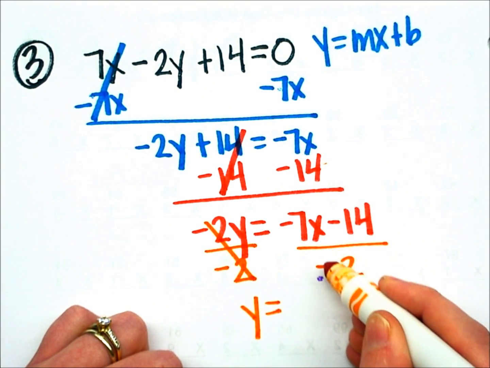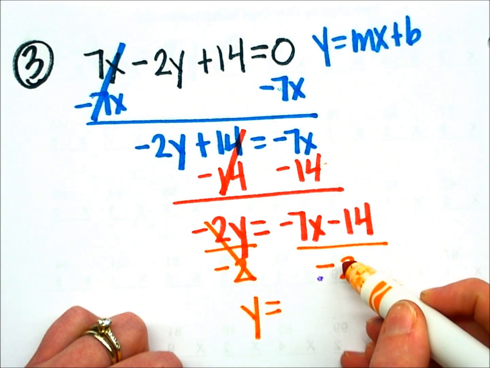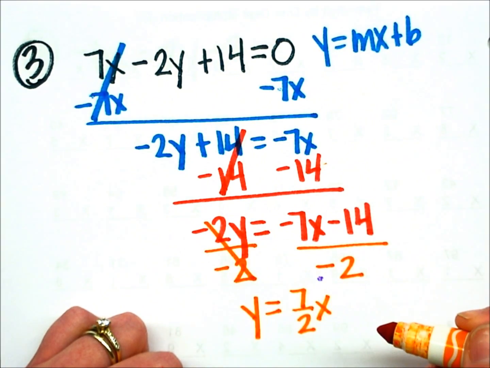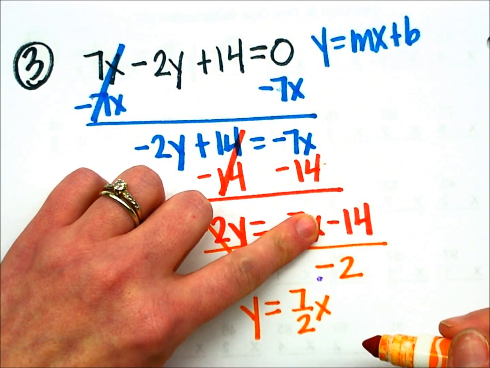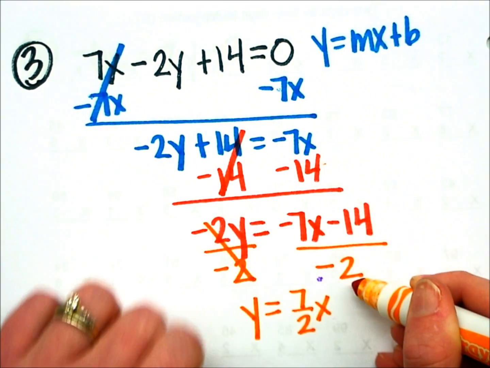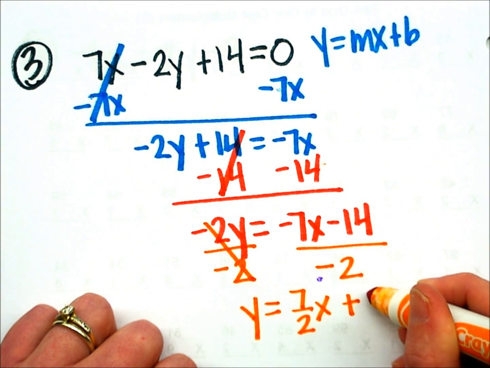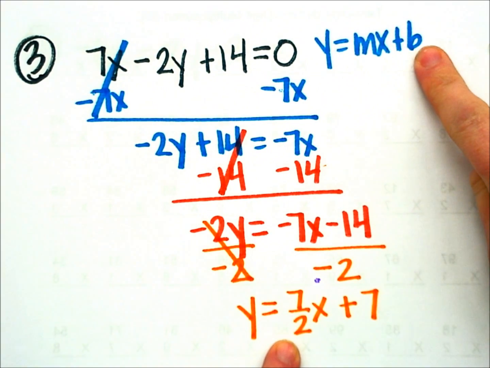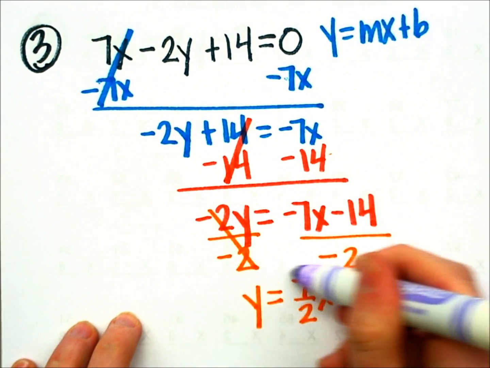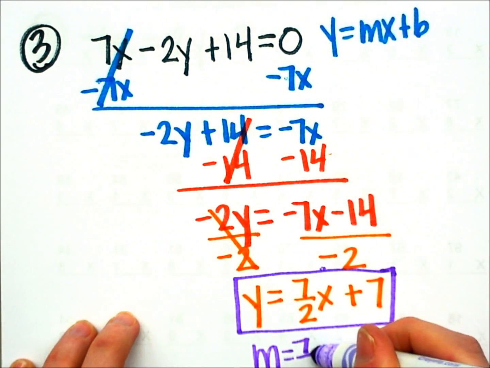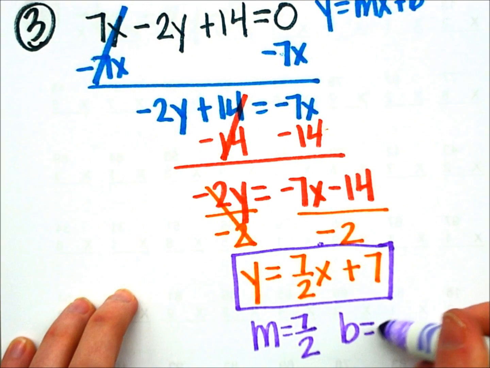Negative 7x divided by negative 2. Well, first, a negative divided by a negative is a positive, and we can leave this as the fraction 7/2 x. If I cover up the negative 7x, it looks like a negative 14. Negative 14 divided by negative 2 is positive, so I'm going to put a plus, positive 7. If I look at what I've got compared with where I'm going, it looks like this is in slope-intercept form. So my answer is y equals 7/2 x plus 7. The slope is 7/2. The y-intercept is 7.